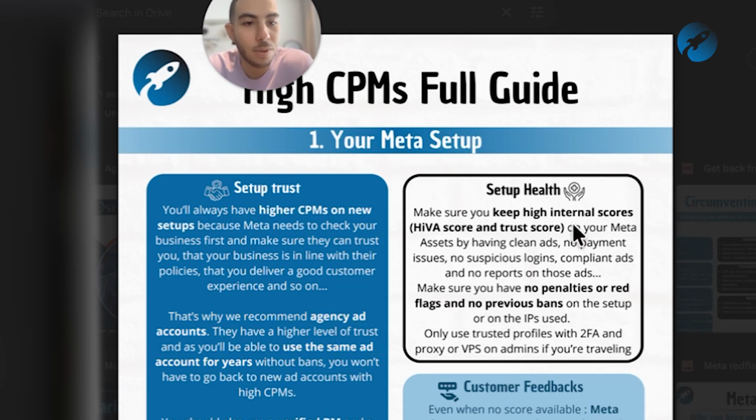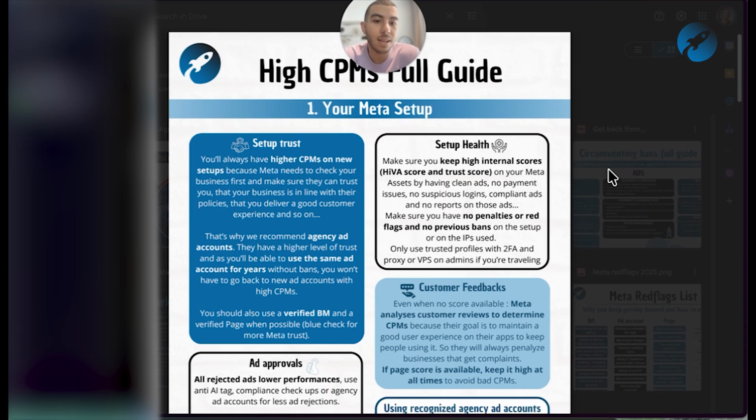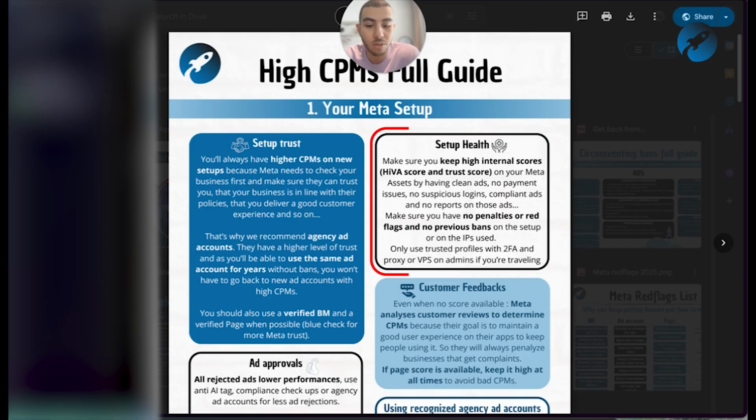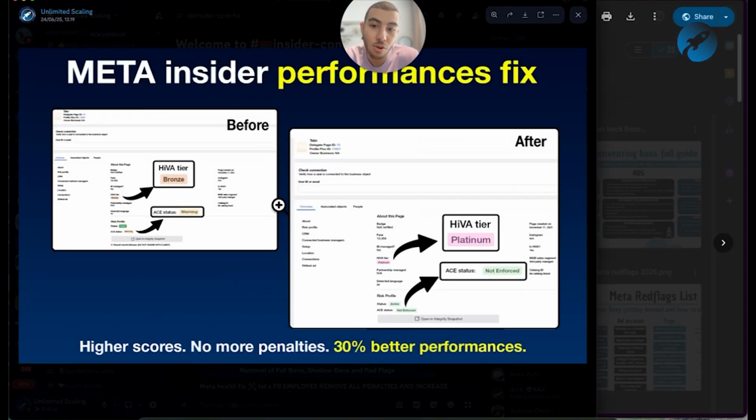Okay, let's continue to the other ones. Then you have setup health. Trust is one thing, health is another one. Basically your assets have internal scores, and those internal scores will determine your performance. Let me show you a quick example right here on our Discord. Here we can see the internal score of an account. An account can start at bronze up to platinum, and this will dictate the ad performance that you will have.